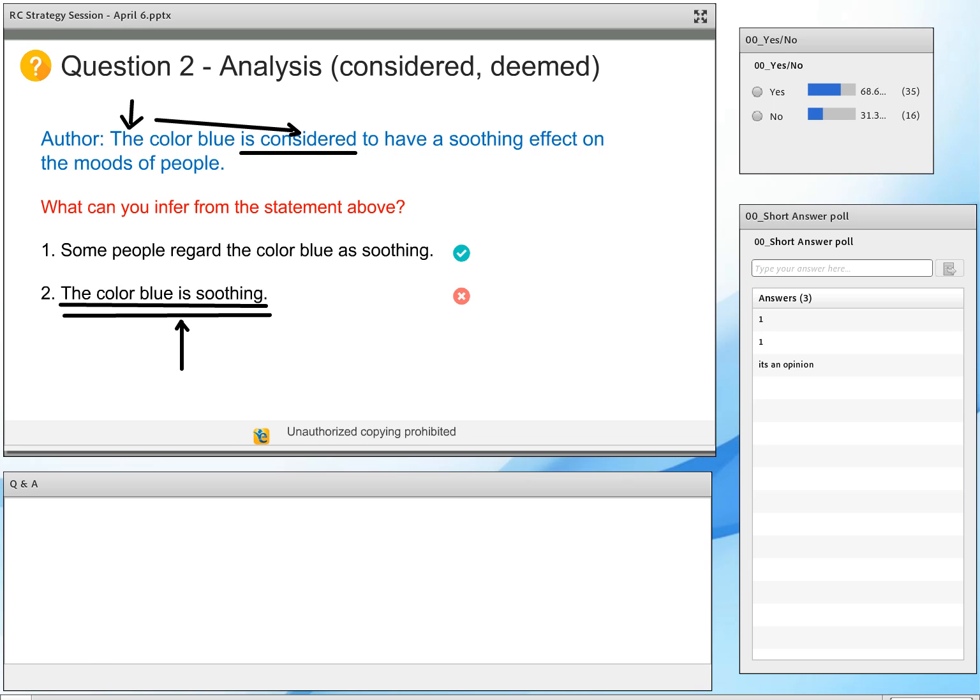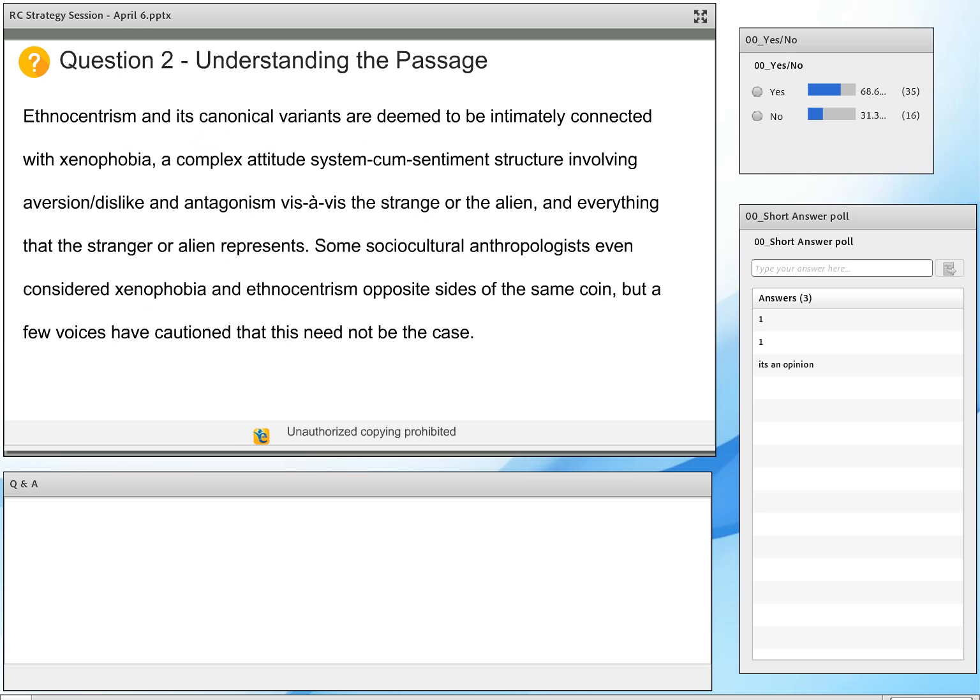Okay, so now with this in mind, let's go through the passage. Ethnocentrism, EC, and its canonical variants and variations are deemed to be intimately connected with xenophobia. Now, deemed to be intimately connected means what? That some people think that EC and its variants are very closely connected to xenophobia. What is xenophobia? Xenophobia, XP.